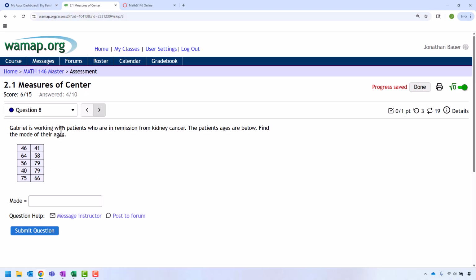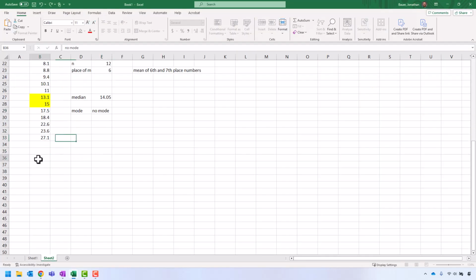All right, here. Gabriel is working with patients who are in remission from kidney cancer. The patients' ages are below. Find the mode of their ages. So I'll do this here. Grab the data. Go over here. We're looking for the mode.